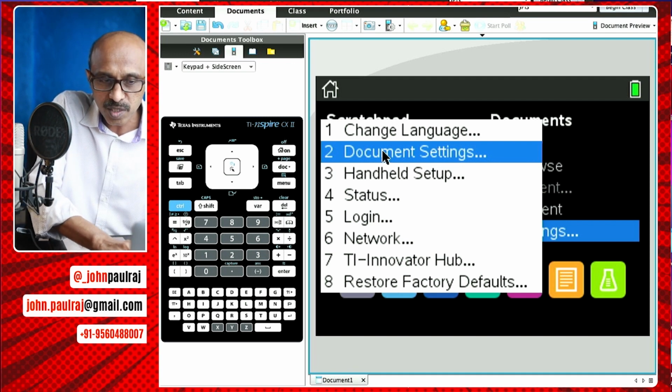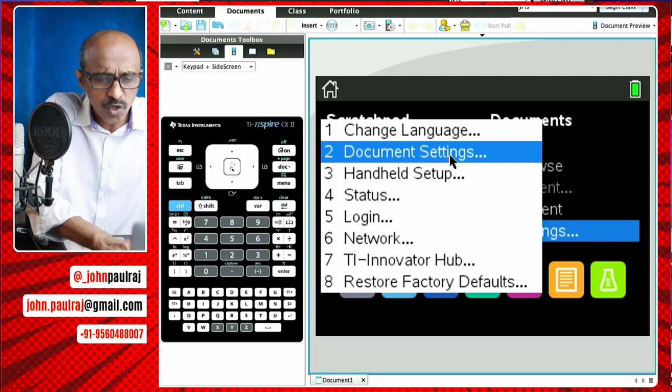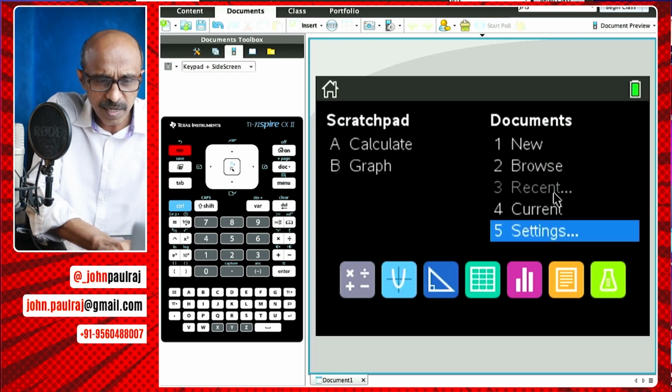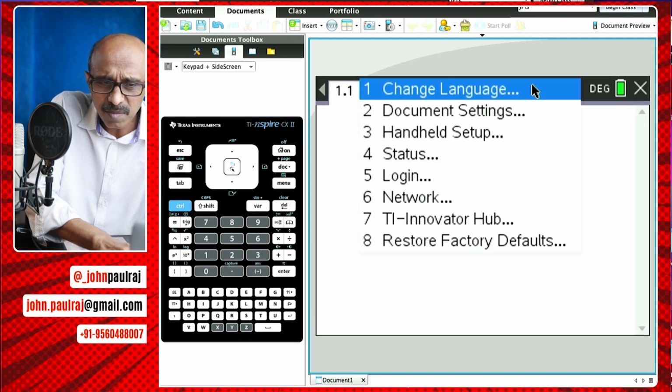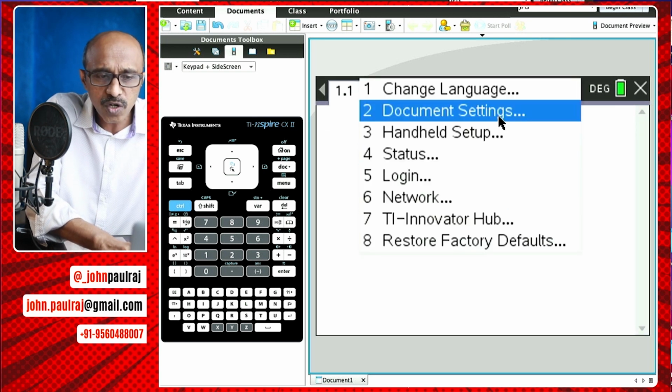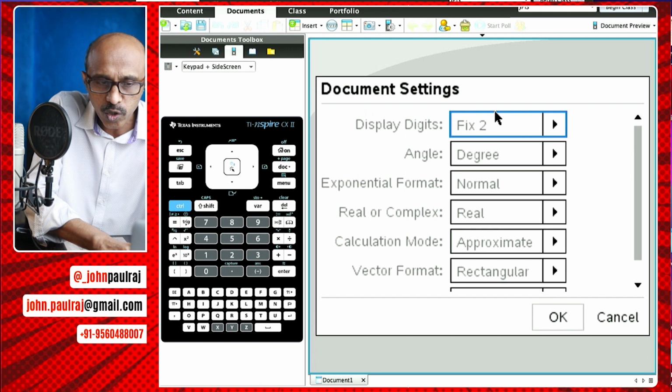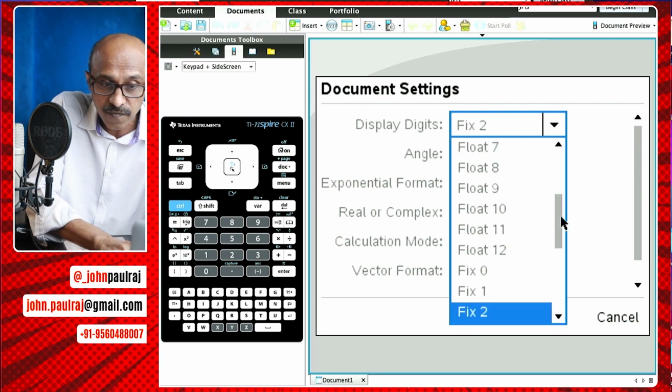And to come to this menu, especially the document settings, no matter which page you're working on, let me just hit escape and maybe just add a calculator page. This battery icon, just click that. You'll come to that same menu. So no matter which page you're on, just click on that. And when you go to the document settings here, you see this is fixed 2, right? So I'm going to make it float 3.